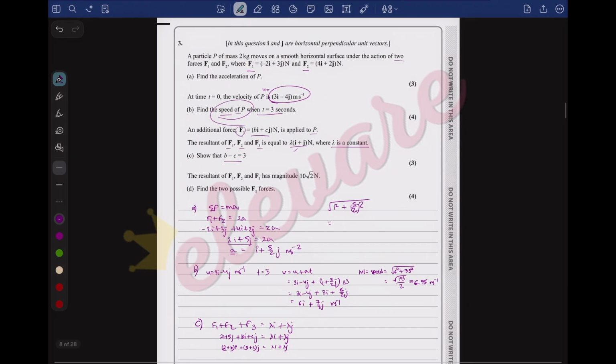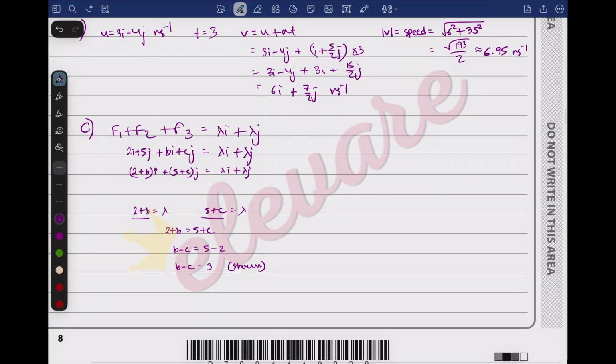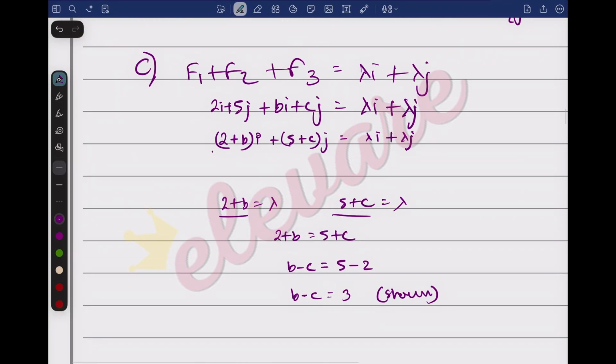Done. Easy question. Now the resultant of F1, F2, and F3 has magnitude 10 root 2. Find the 2 possible F3 forces. Okay, magnitude being 10 root 2. Okay, what is F1 plus F2 plus F3? It's this right here.